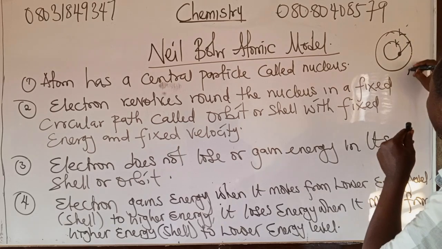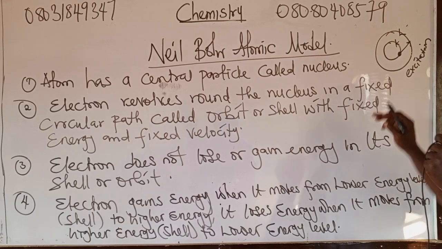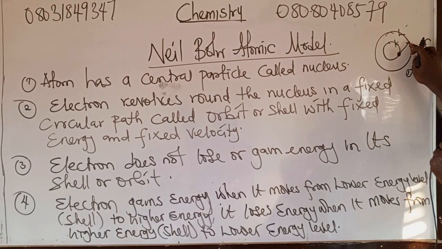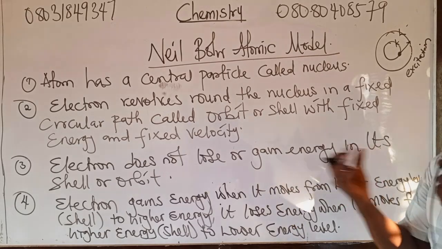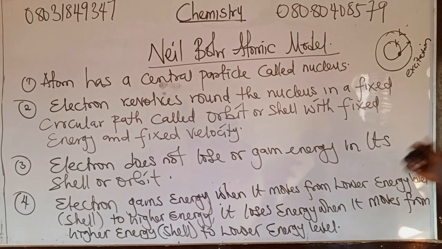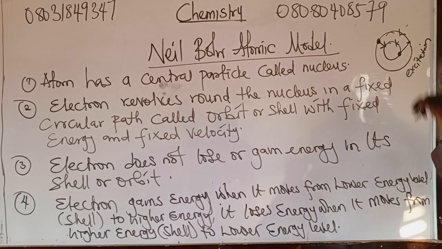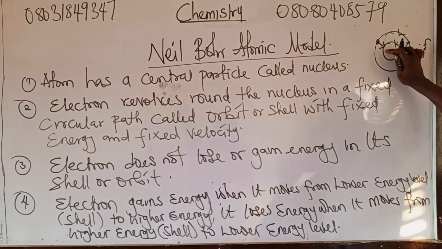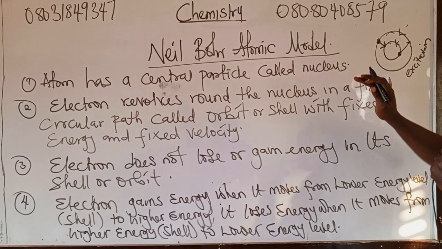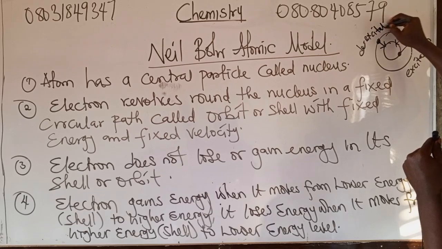Excitation is called excitation. When there is excitation, when an electron moves from a lower energy level to a higher energy level, the electron absorbs energy, that is, it gains energy. But when it moves from a higher energy level to a lower energy level, from a higher shell to a lower shell, in that case it loses energy.